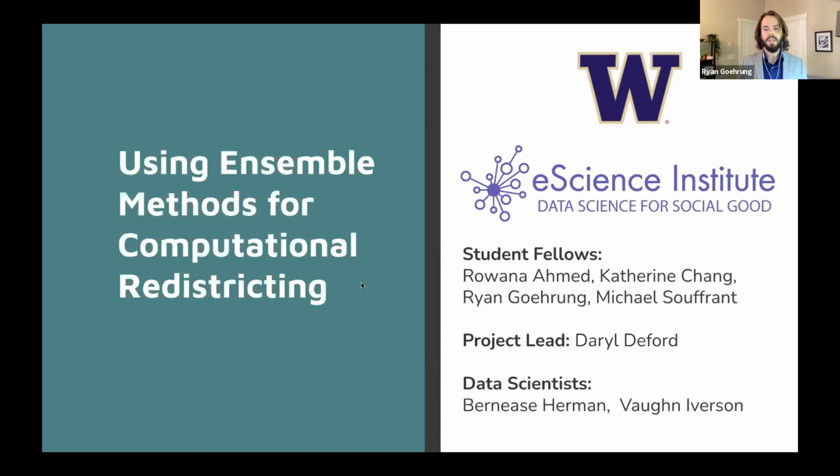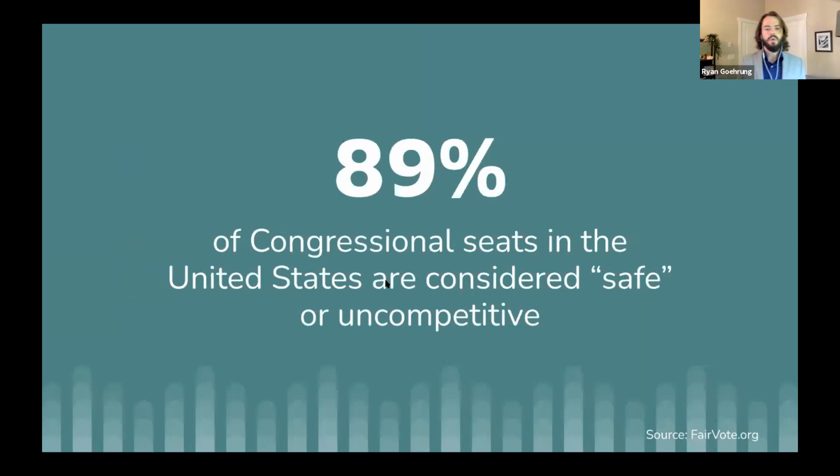Today, we're going to be sharing with you the outputs of our work over the last 10 weeks and how we see this timely project fitting into the congressional redistricting process that is currently happening. Of the 435 seats that make up the US House of Representatives, 89% of them are currently considered safe. This means that in what is purportedly one of the most democratic nations in the world, only 11% of elected representatives are likely to be voted out of office.